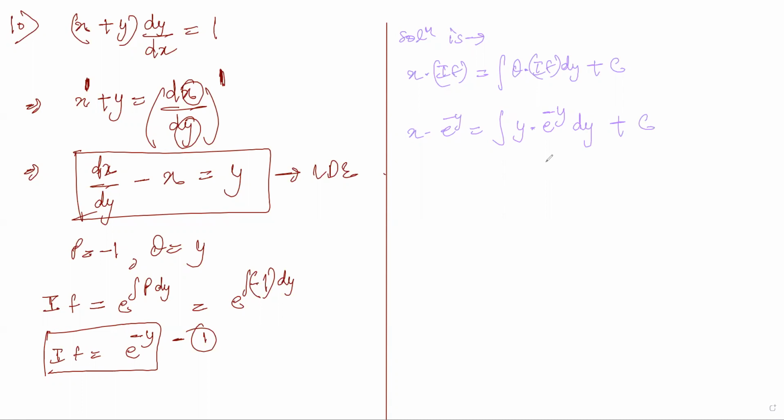By parts. Which is the first function and which is the second function? First is y, second is e to the power minus y. Correct. So this will be y into e to the power minus y, y is as it is. Integration of the second function. What is the integration of e to the power minus y? E to the power minus y by minus 1. Correct.